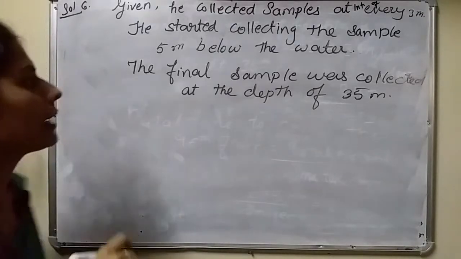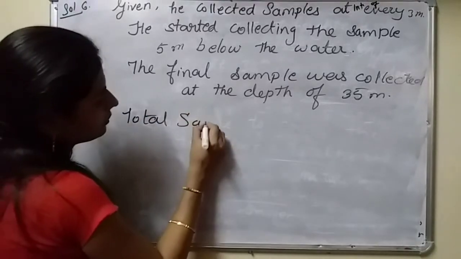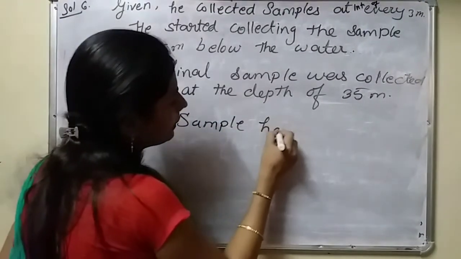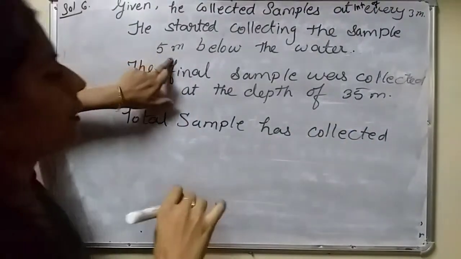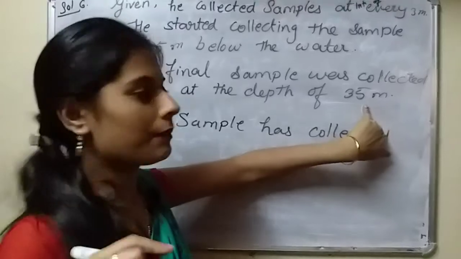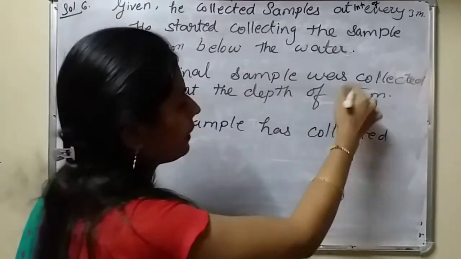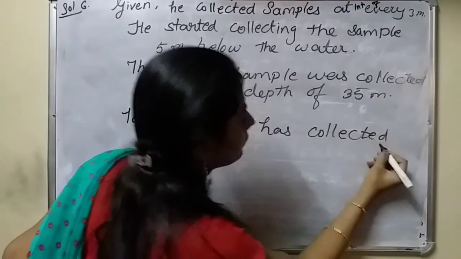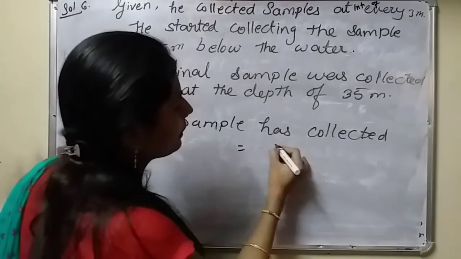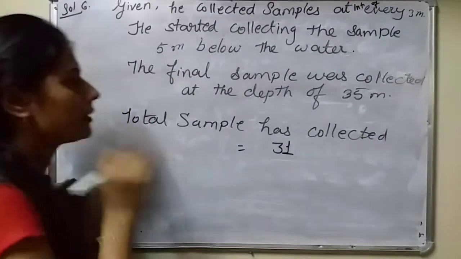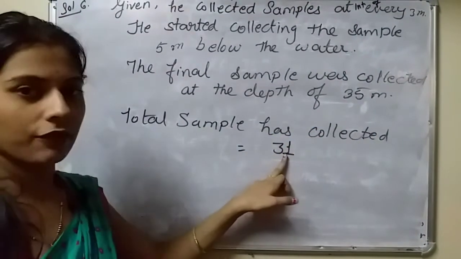Therefore, how many total samples has he collected? From 5 to 35, how many samples has he collected? From 5 to 35 he has collected 31 samples, including 5 also, including 35 also.